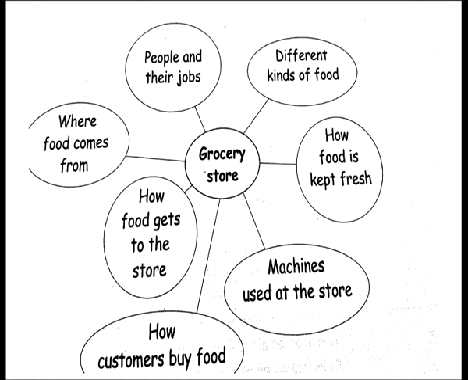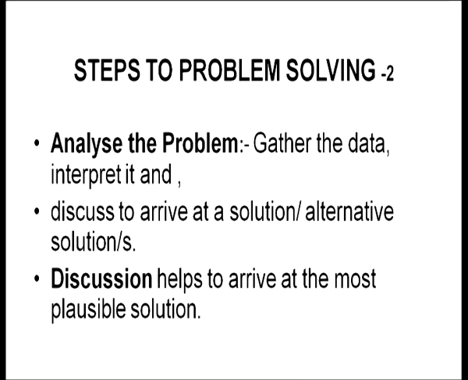So this is a concept where you encourage children to discuss people and their jobs, different kinds of food, how food is kept fresh, machines used at the store, how customers buy food, where food comes from, how food gets to the store. So this is a discussion and you can take any one issue and start discussing that particular issue.